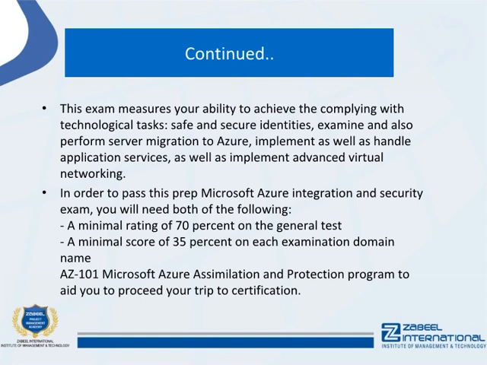In order to pass this Microsoft Azure Integration and Security exam, you will need both of the following. A minimum score of 70% on the overall test. A minimum score of 35% on each exam domain. AZ-101 Microsoft Azure Integration and Security course to help you to continue your journey to certification.